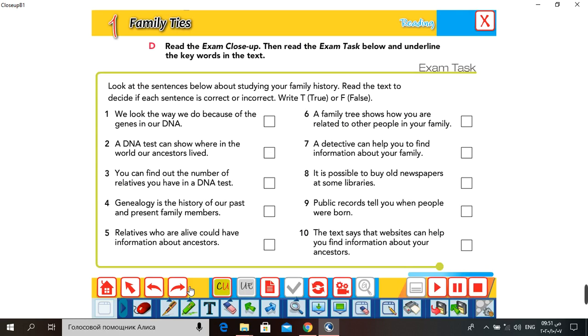Okay, in exercise D, it says read the exam close-up, then read the exam task below and underline the keywords in the text. I need you to read all these sentences in order to be able to decide whether they are true or false. You can pause and read the sentences and then get back to the video.